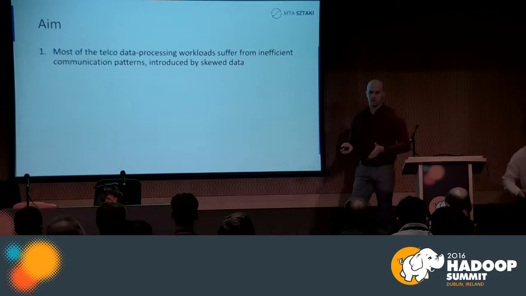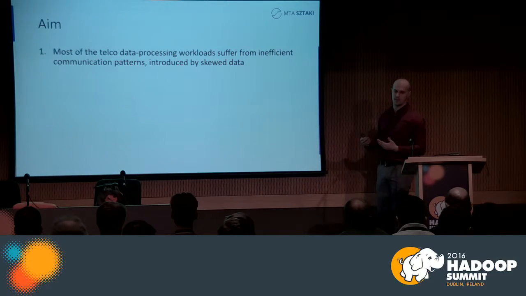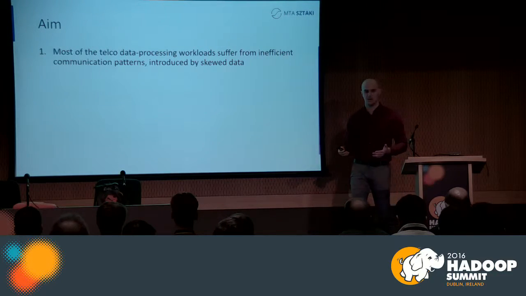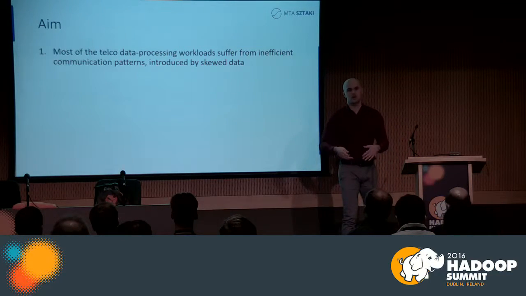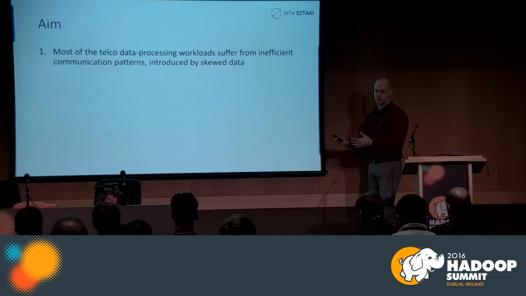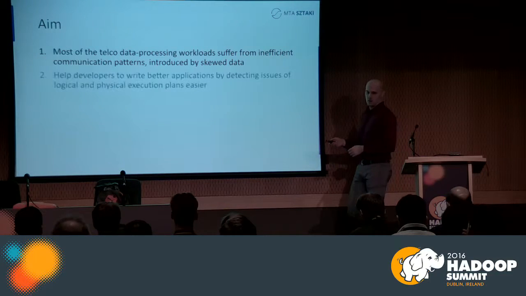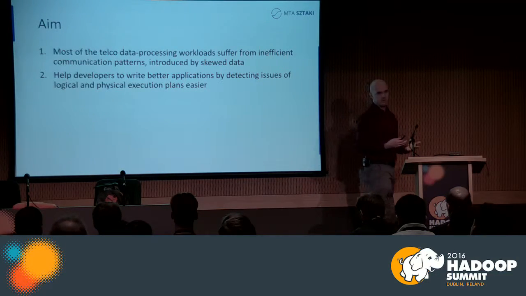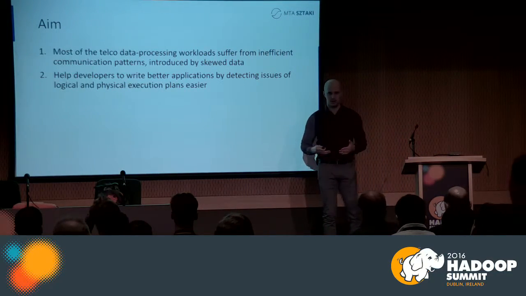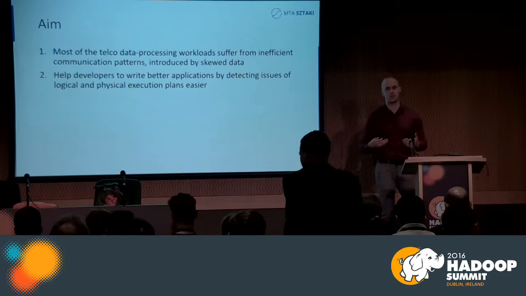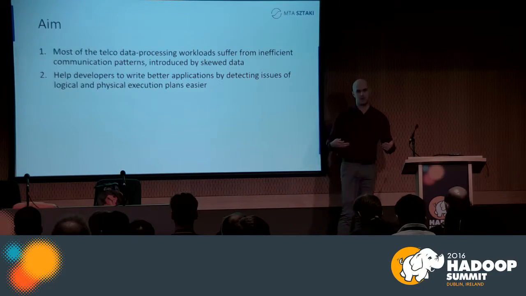So our first priority should be to handle the data skew somehow, because as Marta mentioned, we found out that most of our telecommunication data processing workloads suffer from these inefficient communication patterns, usually introduced by, of course, data skew and the shuffle behind the data skew. And we also wanted to help our developers to be able to write better applications by detecting the issues of the logical plan, but not only the logical plan, the physical plan, which is usually missing or hidden from us completely.